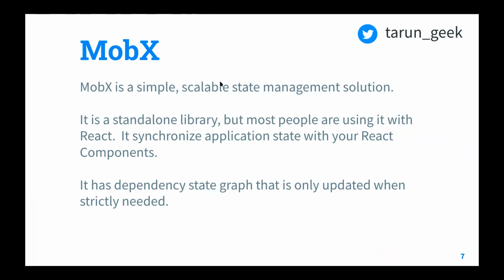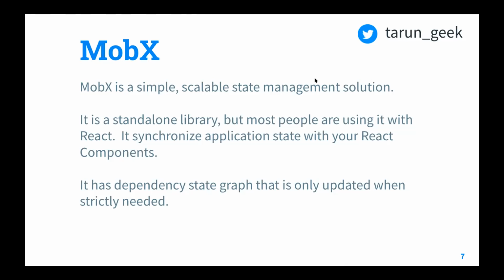It basically synchronizes your application state with your React component. It acts as a glue by which your application state and your React application can be bound in a very good and efficient manner. Basically, MobX creates a dependency state graph, a proper structure of dependencies, and it makes sure your application is only updated when it's actually needed, so that you save unwanted re-rendering on your application.